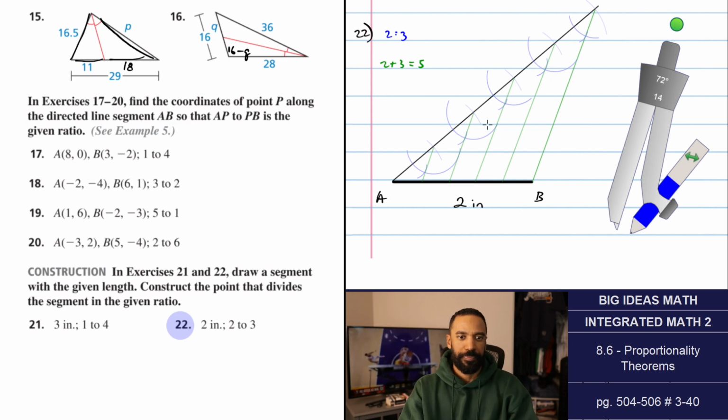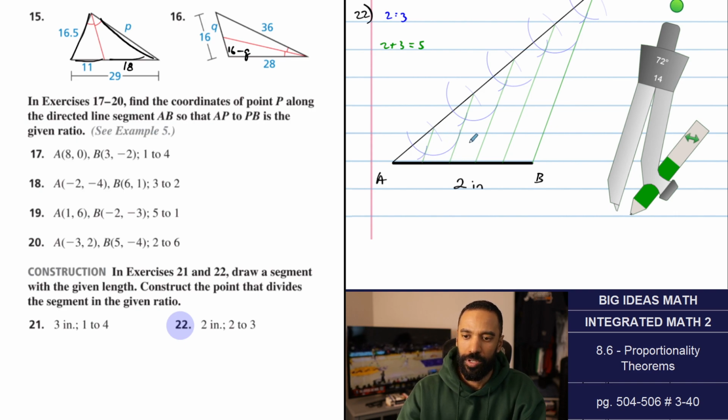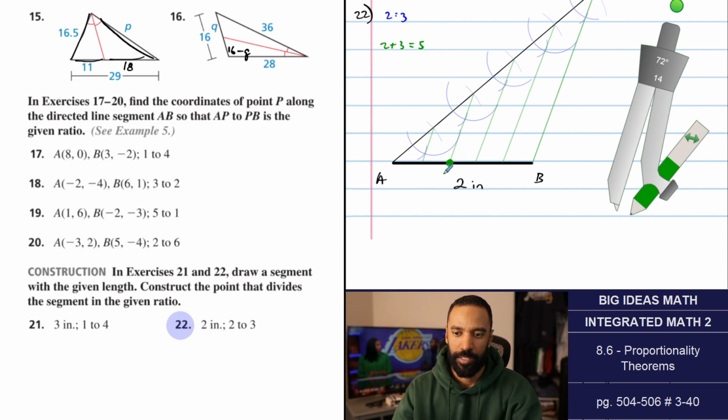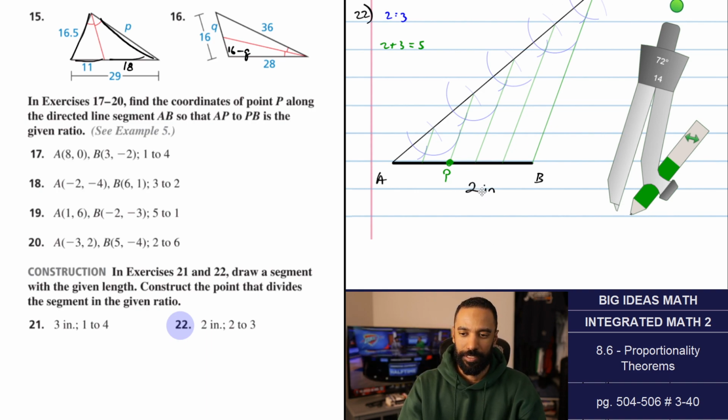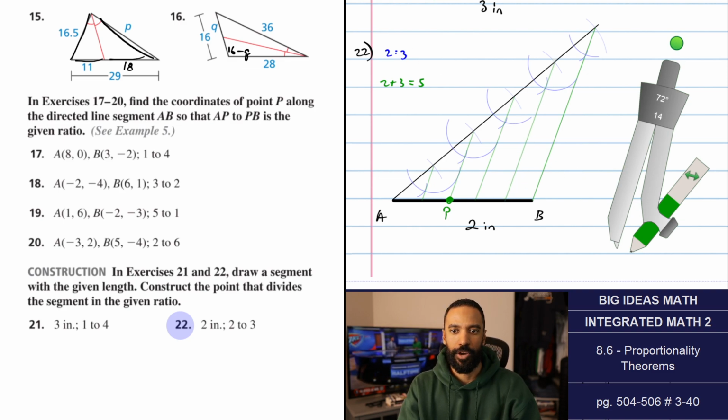Okay, so we divided these into fifths. We got to go 2/5 of the way from here. So 1, 2. There's 2/5 of the way. Here's that P. Boom, like so. It's a small little P. Okay. Great. I don't know how perfect it was, but great. Love it. Okay. Let's go.